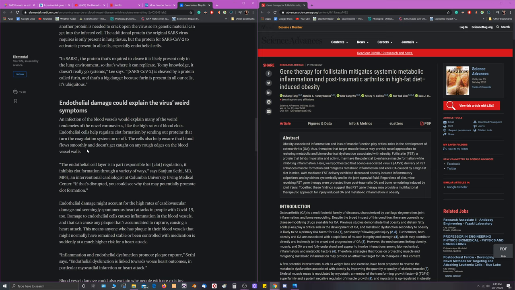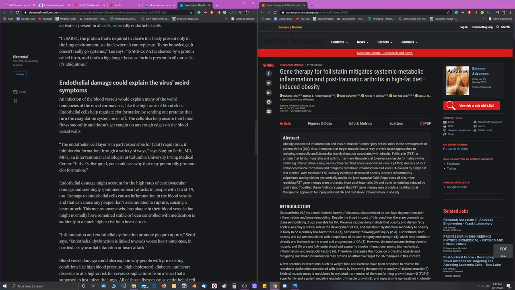It inhibits clot formation through a variety of ways, says Shinjam Sethi, MD, MHP, an interventional cardiologist at Columbia University Irving Medical Center. God, these people always have such long freaking titles. Oh, man. Okay, so if that's disrupted, you could see why that may potentially promote clot formation.